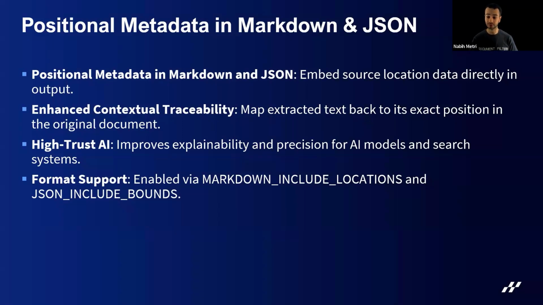In content review or summarization workflows, this location data also makes it easier to correlate model output with source material, supporting use cases like redlining, audits, or visual overlays. We're the first to offer this in Markdown for all the file formats we support, which makes it easier to work with in lightweight systems or when generating data for LLMs. So to use this, just enable Markdown include locations or JSON include bounds, and positional data will be embedded right alongside the content.